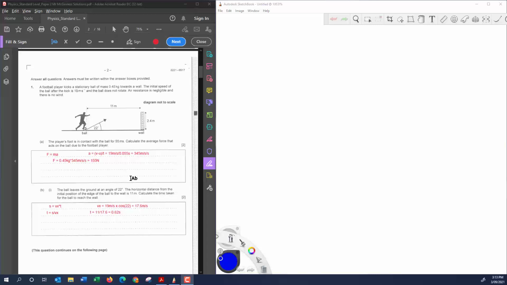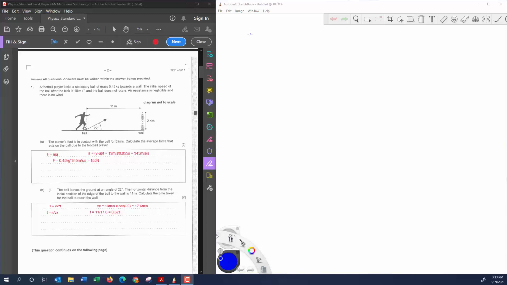We're starting off with a question about a football player, and there's a wall. And they're kicking this ball on an angle. Now we're being asked to calculate the average force that the player exerts on the ball if the ball is originally at rest and then it comes to a speed of 19 meters per second in 55 milliseconds.